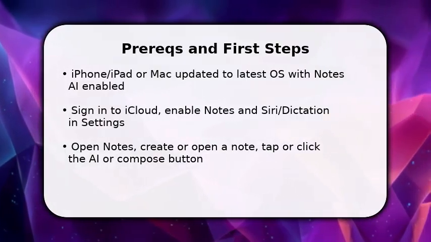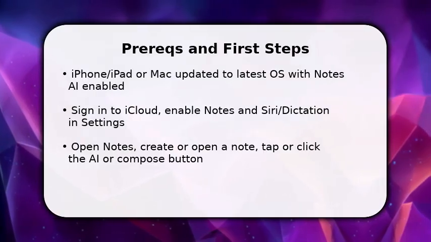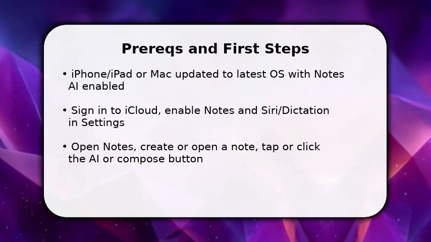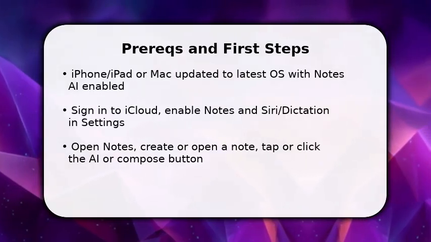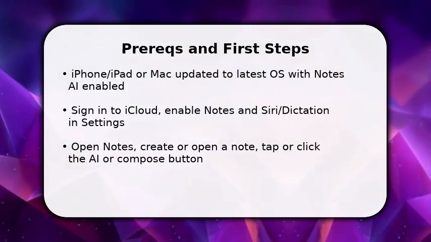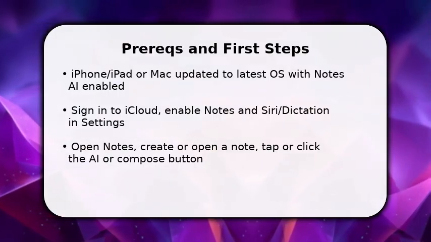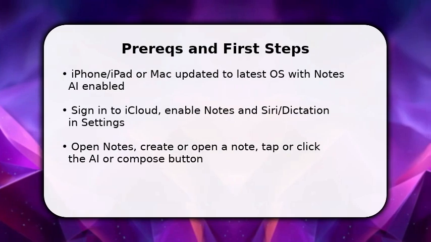Open Notes and create a new note or choose an existing one, then tap or click the AI icon to begin. You'll see a prompt or compose button. Use it. Speak or type a short instruction like "summarize this" or "draft meeting notes." This gives the AI context and starts the workflow immediately.